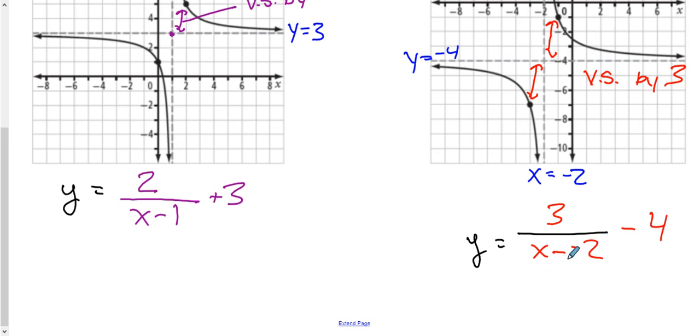Again, you should clean this up right here, double negatives. So this is going to be cleaned up to be 3 over x plus 2, because we went 2 to the left there. And then minus 4. Wait, which way are we going? We're going, yes, 2 to the left. And there we go. We have both equations done.